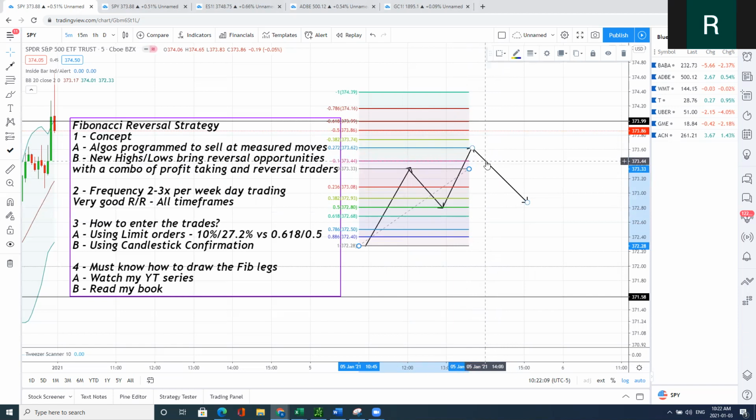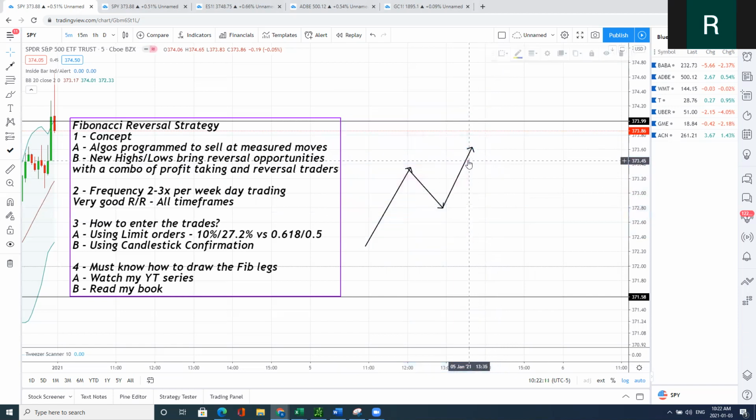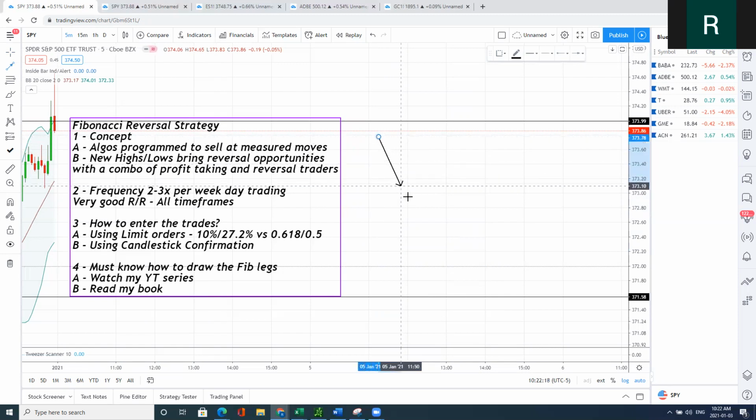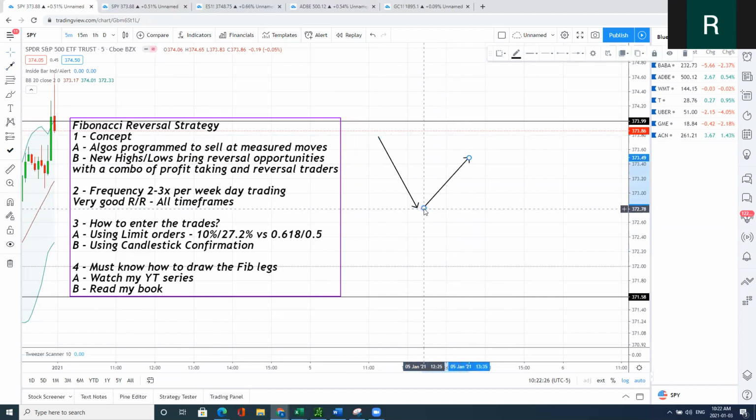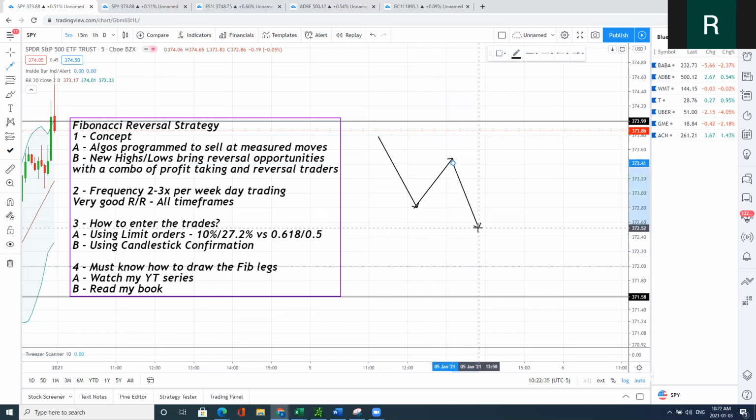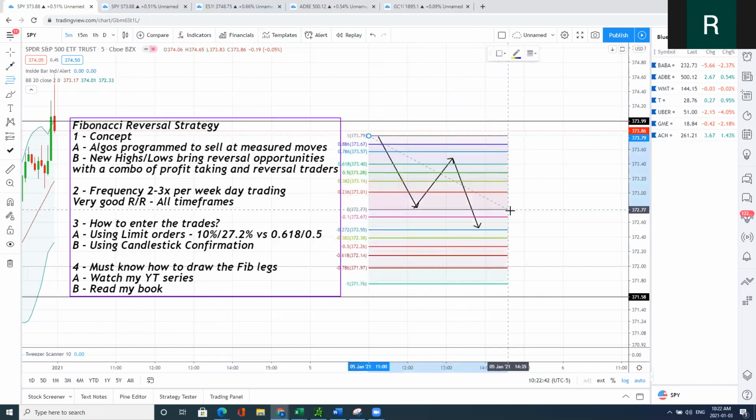Okay. So, and then I'm just going to quickly draw it for the short side for you guys, so you can see how that works from the other direction. So it's the same thing. So let's say we have a push down like this, and then we have a pullback, and like so. And then we must have a new leg. So we always must have a new high or a new low in order for the reversal strategy to work, because we want to take advantage when the algorithms are getting rid of their positions, so that we can take that opportunity to trade a reversal.